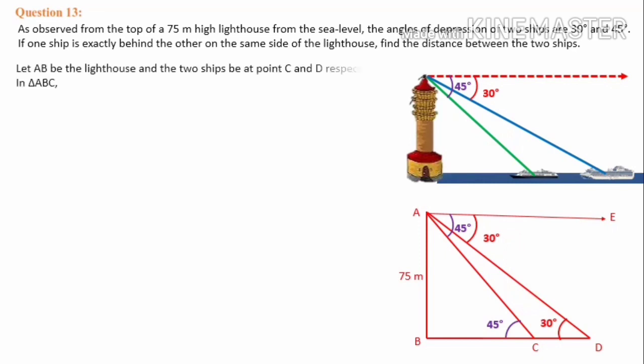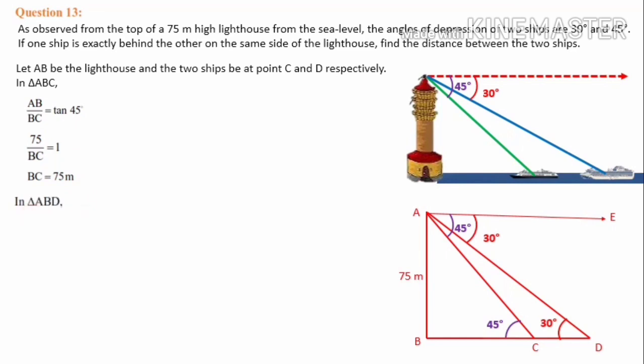Now let's go for the calculation. Let AB be the lighthouse and the two ships be at points C and D respectively. We first consider triangle ABC. In triangle ABC, this is opposite and this is adjacent, the two sides we usually take. Then AB by BC is equal to tan 45. AB we know is 75, the height of the lighthouse. So 75 divided by BC is equal to 1, as the tan 45 value is 1. When you cross multiply, BC into 1 is BC, and 75 into 1 is 75 meter.